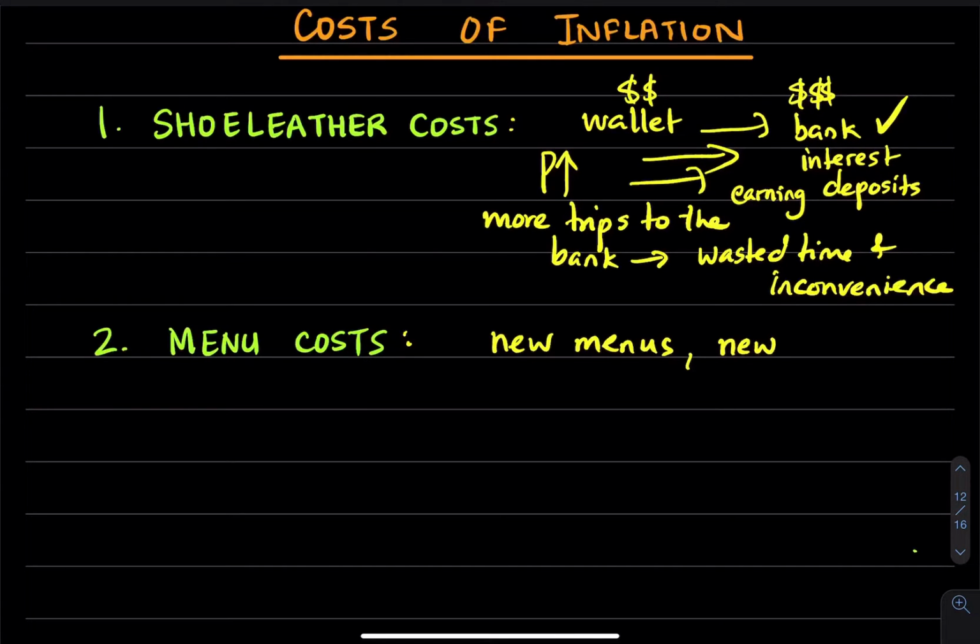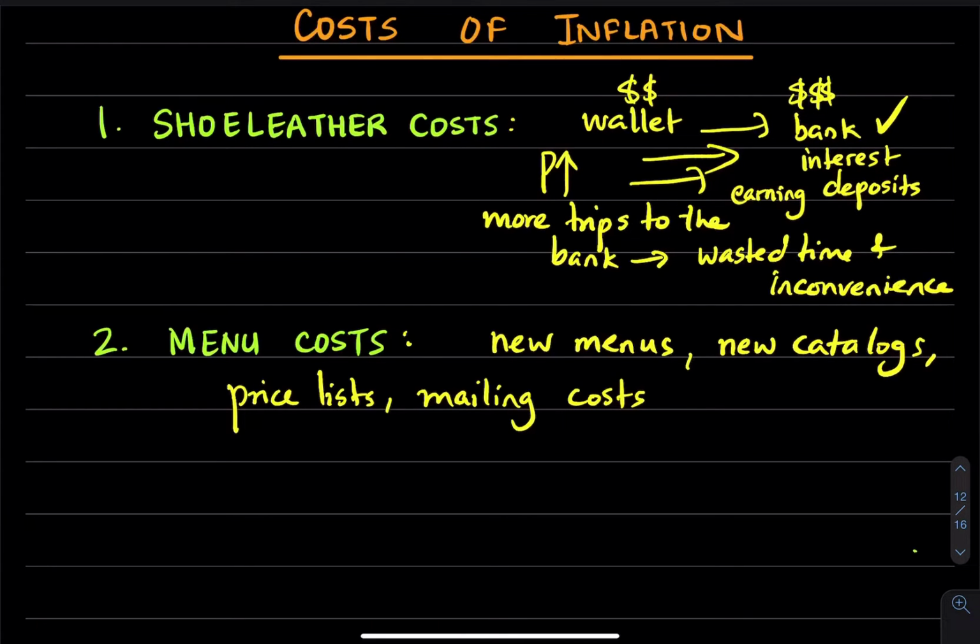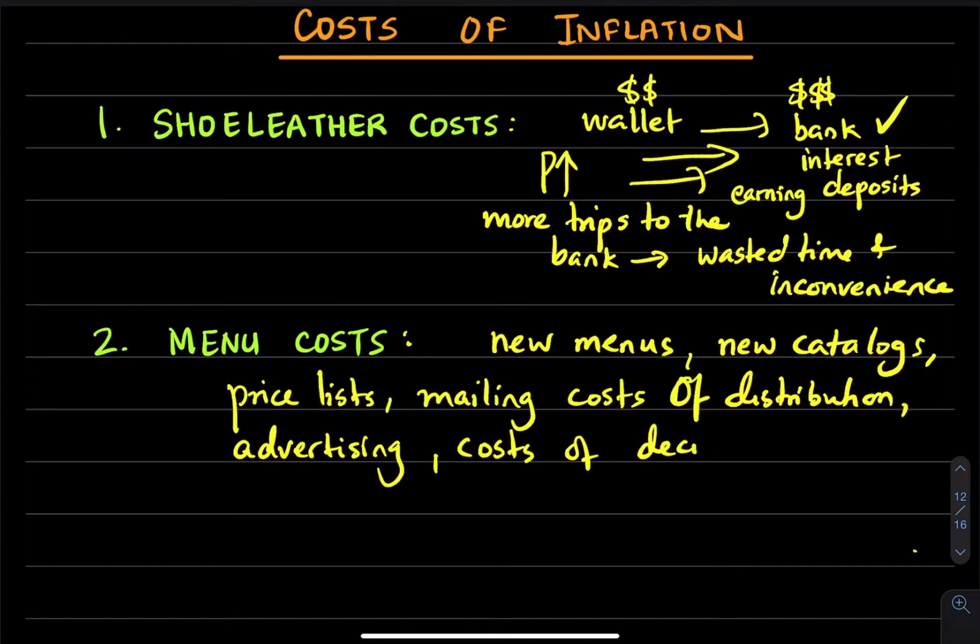New catalogs, price lists, mailing costs, because typically you would, as a business, distribute your catalog. So mailing costs of distribution, advertising costs, because now if prices have changed and you're adjusting your prices, then you need to advertise these, and just costs of deciding new prices.